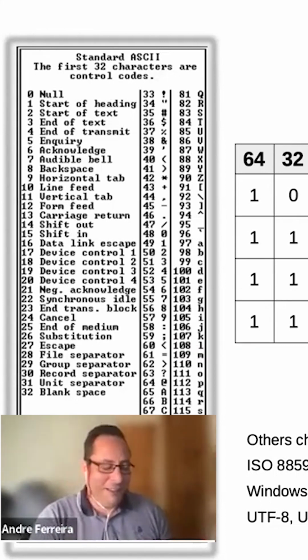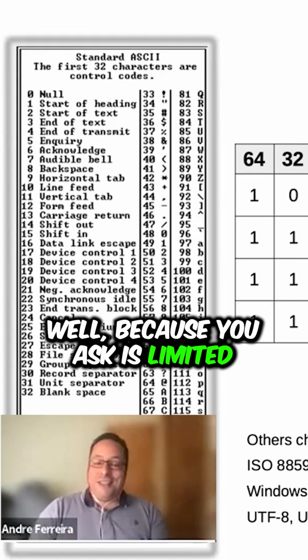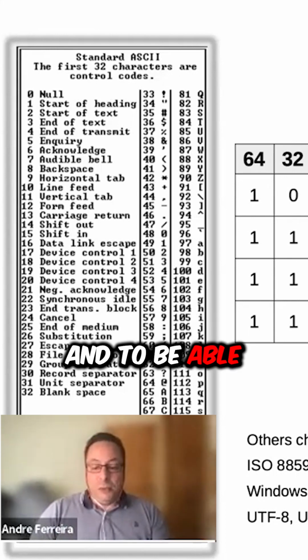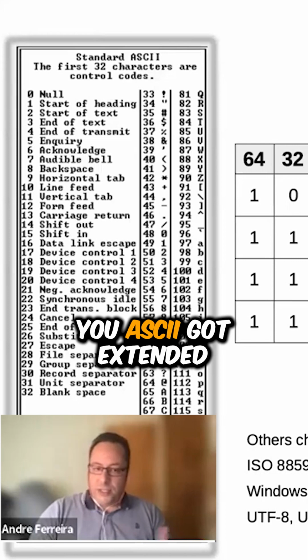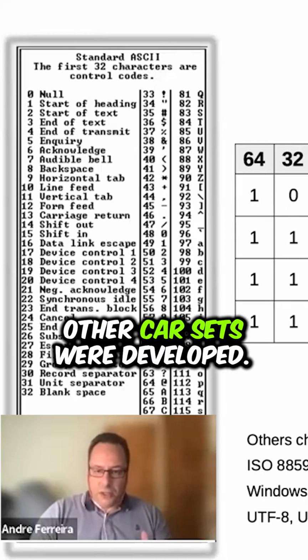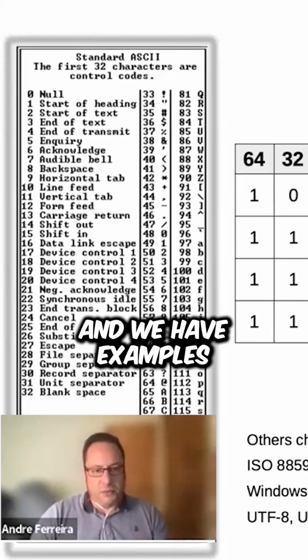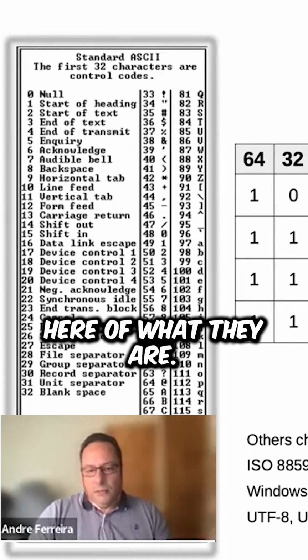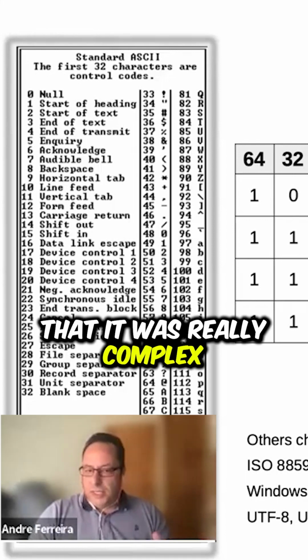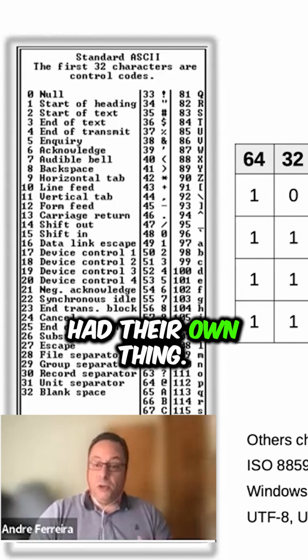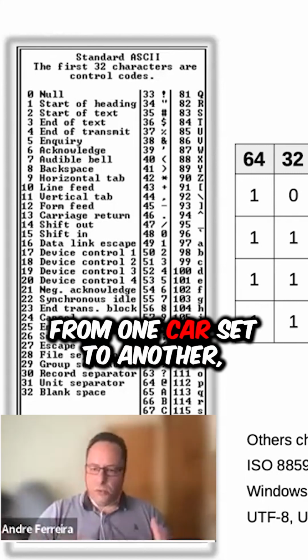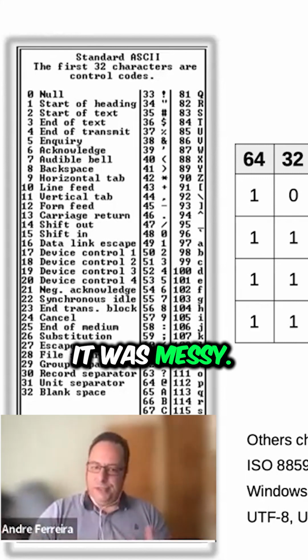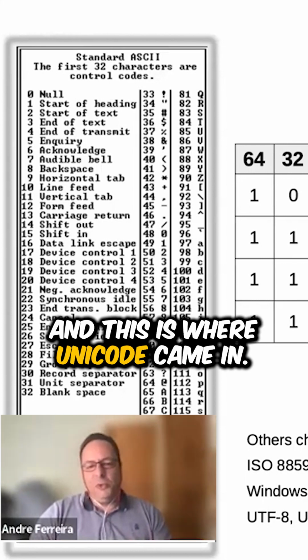Now, because US-ASCII is limited, and to be able to represent other languages, US-ASCII got extended throughout the years. Other char sets were developed, and we have examples here of what they are. But it got to a point that it was really complex because different manufacturers had their own thing, and when they needed to translate from one char set to another, it was messy. And this is where Unicode came in.